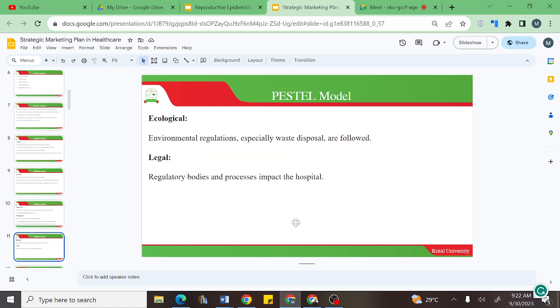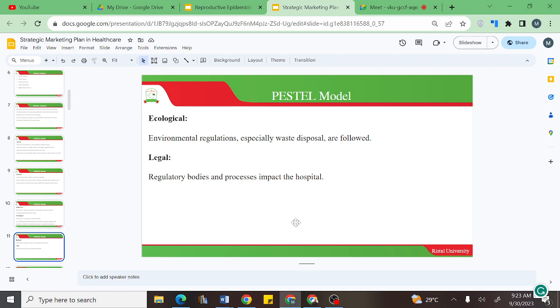And then ecological is to do with the environmental regulation. How will wastes be managed? What regulations are there to manage hospital wastes? Okay, who does the environmental impact assessment? Who approves it? And how fast can it be done such that you can set up a hospital?